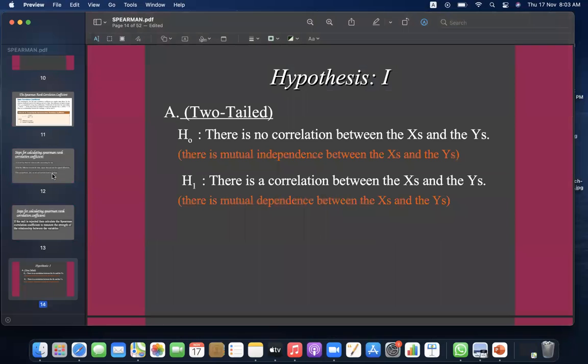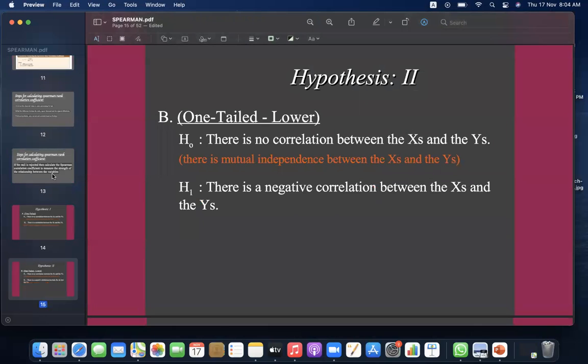Hypothesis 1, that is, two-tailed. In the null hypothesis, there is no correlation between the x's and the y's. There is mutual independence between the x's and the y's. In the alternate hypothesis, there is correlation between the x's and the y's. There is mutual dependence between the x's and y's.